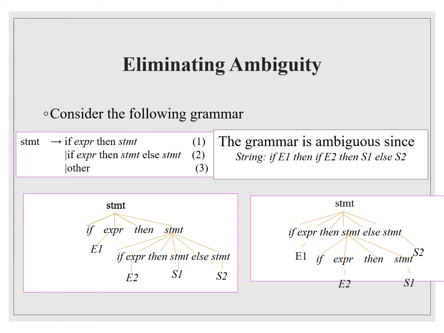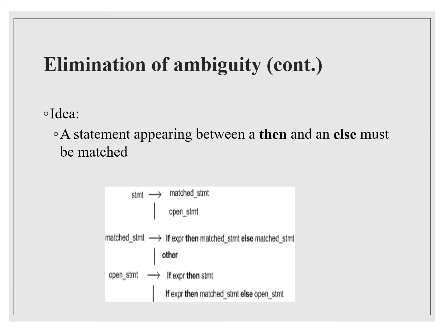But the thing is, here we can eliminate the ambiguity. So let us change the grammar slightly. So how to change the grammar? This is the grammar, the variant of the first one. That means we can rewrite the dangling else grammar as the following unambiguous grammar. The idea is that the statement appearing between a then and else must be matched. That is, the interior statement must not end with an unmatched or open then.